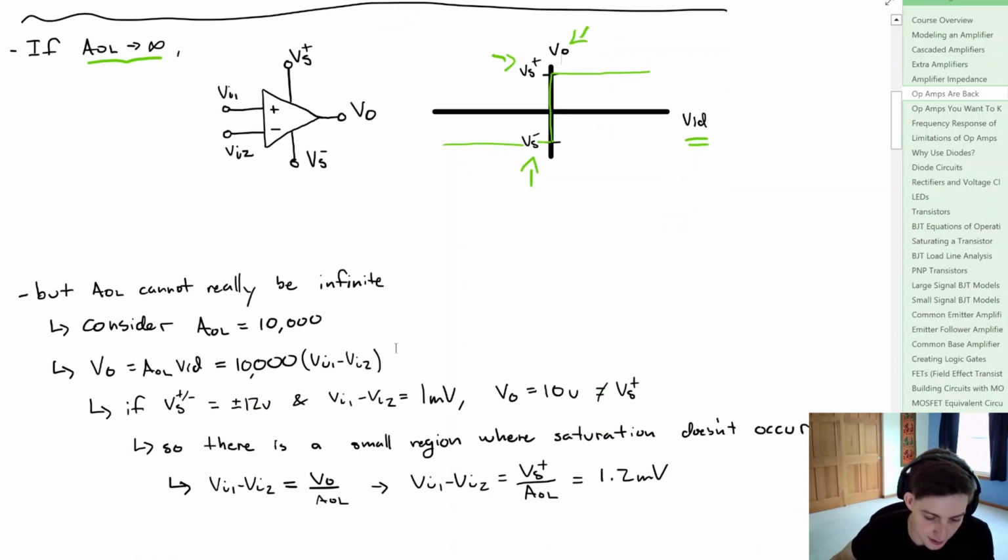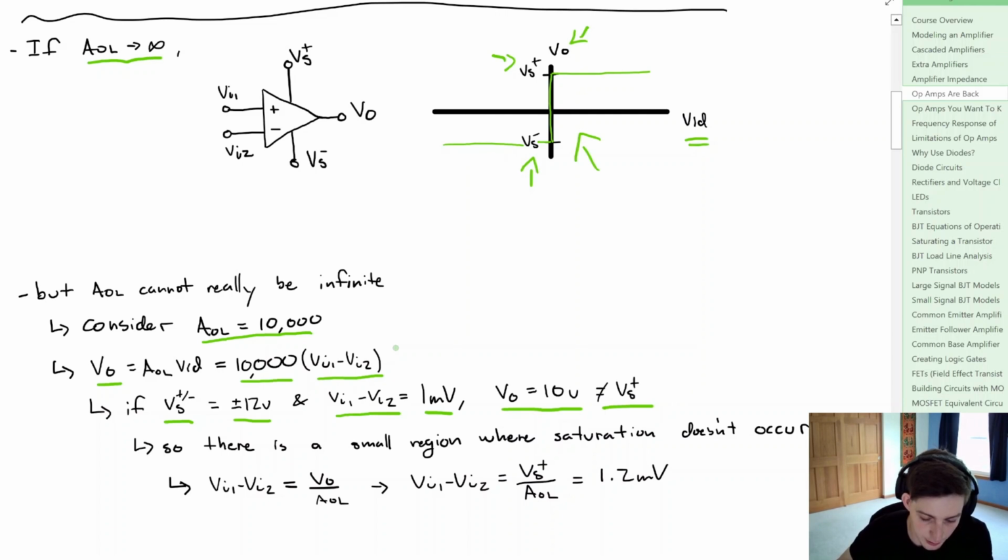Now, it's not really the case that our open loop voltage gain can be infinite. So let's consider the case where the open loop gain is approximately 10,000. We can say that the output voltage is then going to be equal to 10,000 times that differential input voltage, Vi1 minus Vi2. And if our supply or saturation voltages will be plus or minus 12 volts, and our input differential voltage is, let's say, 1 millivolt, well, by our equations, our output voltage is equal to 10 volts.